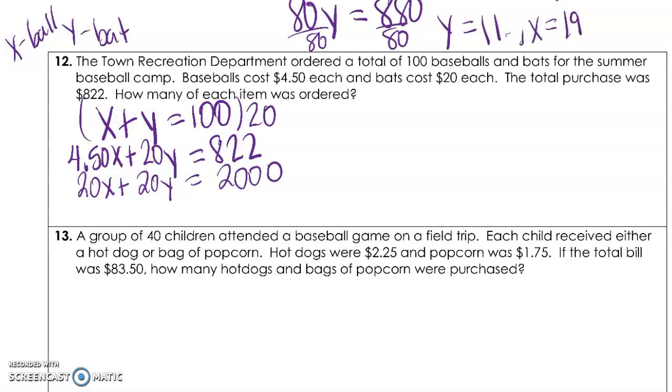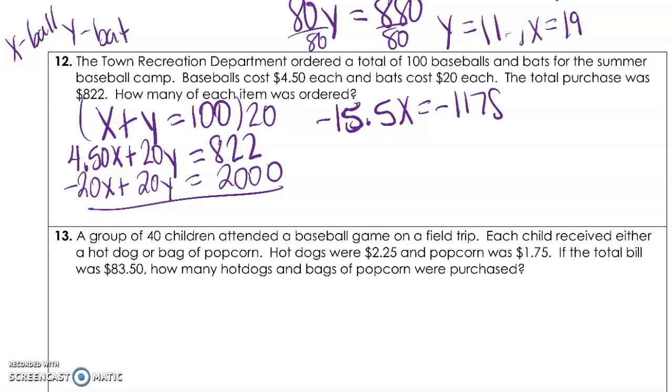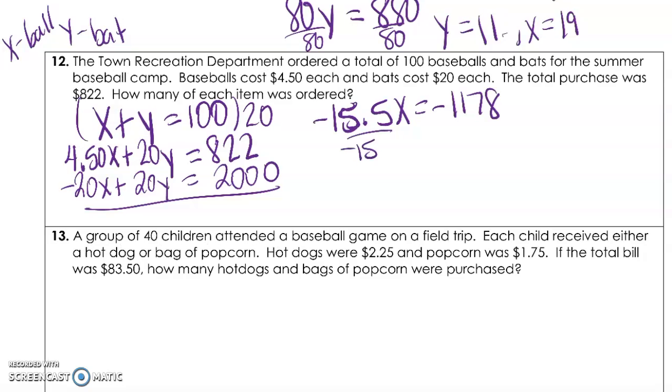Now my y's match, so I can subtract. I'm actually going to write it up next to it. So 4.50 minus 20 gives me negative 15.5x. Then 822 minus 2,000 gives me negative 1178. So then I divide, and I get x equals 76.